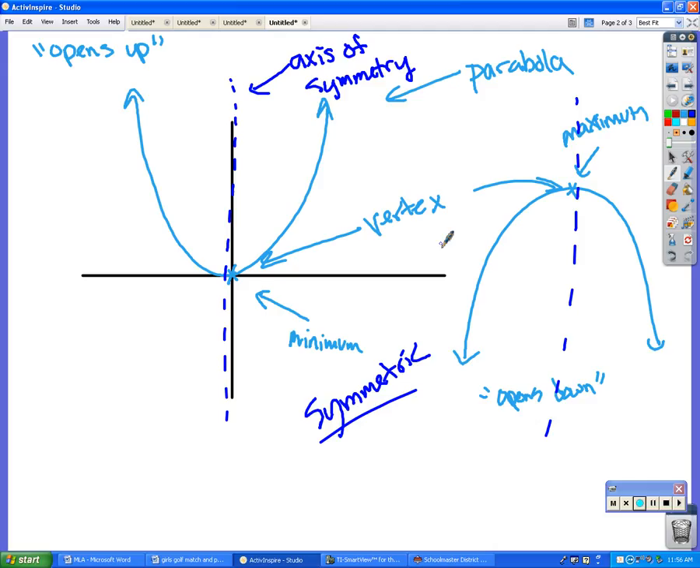Okay? So, hopefully what you should understand so far about parabolas is that sometimes they open up and sometimes they open down. Which means sometimes they have a maximum point and sometimes they have a minimum point. That point, whether it's a maximum or a minimum, is called the vertex of the parabola. And then the imaginary line that divides the parabola in two equal pieces is called the axis of symmetry. All right, so let's mess with these a little bit.